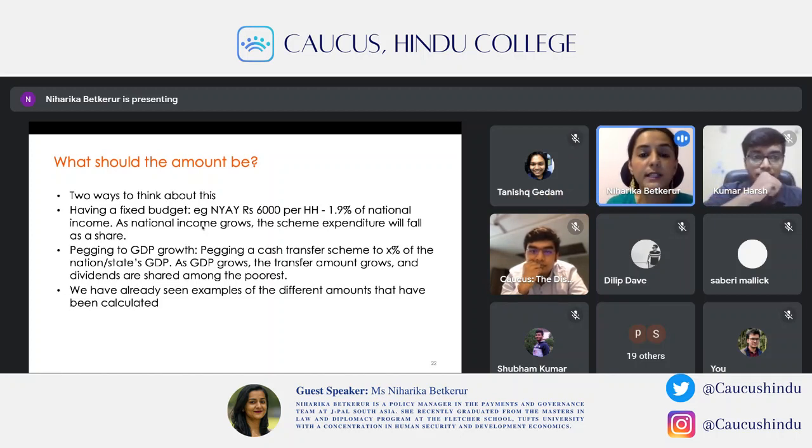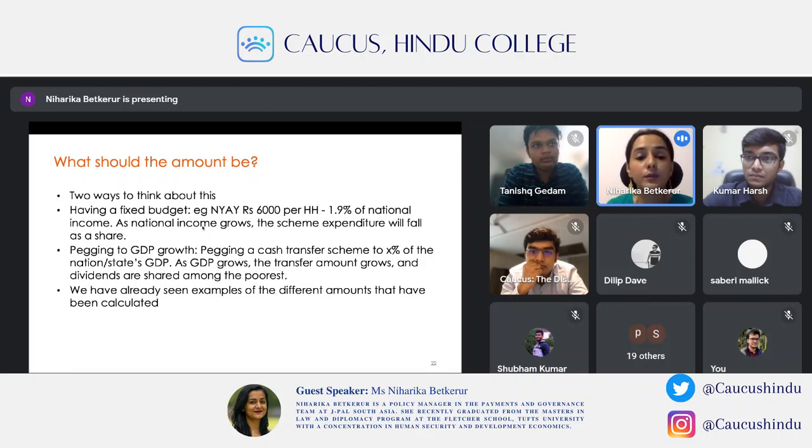So, for example, there is one proposal from Professor Karthik Muralidharan, also a J-PAL affiliate, which is called the Inclusive Growth Dividend. The researchers peg the cash transfer scheme budget to be 1% of the nation's GDP. So this means that as the GDP grows, the transfer amount also grows, and the dividends of this national growth are shared among all the citizens. So yeah, two ways to think about what exactly the transfer amount should be.